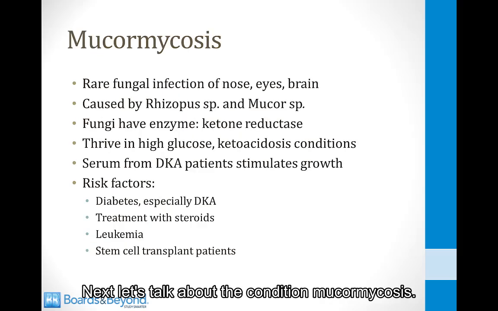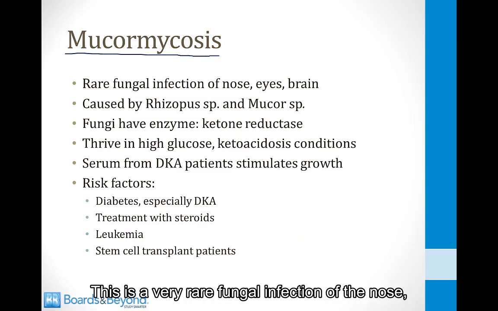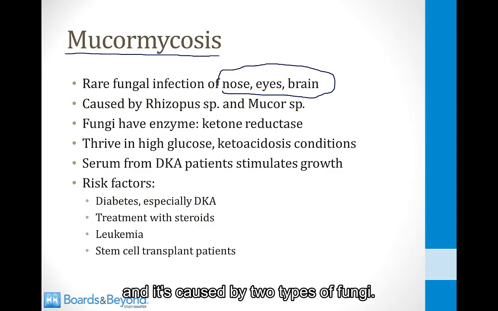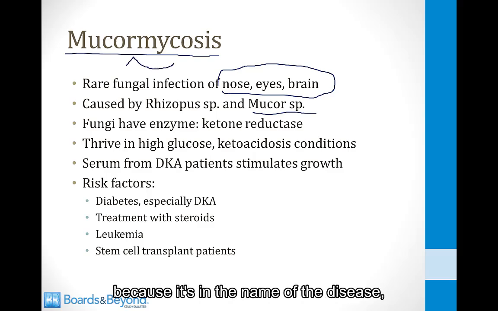Next, let's talk about the condition mucormycosis. This is a very rare fungal infection of the nose, eyes, and brain, and it's caused by two types of fungi. The first one is called Mucor, and that's easy to remember because it's in the name of the disease. The other one is called Rhizopus.